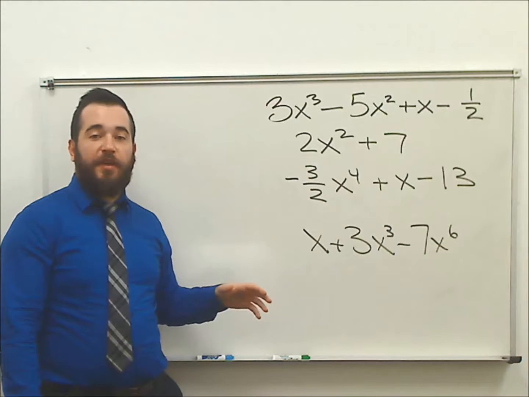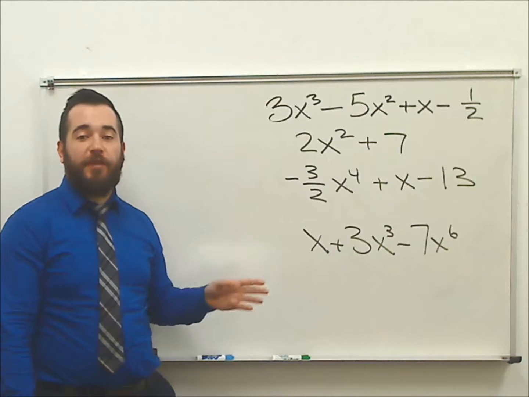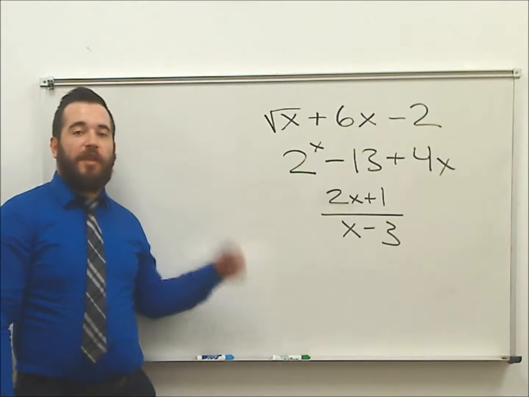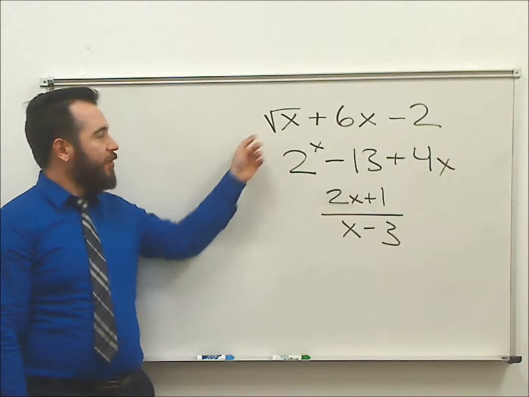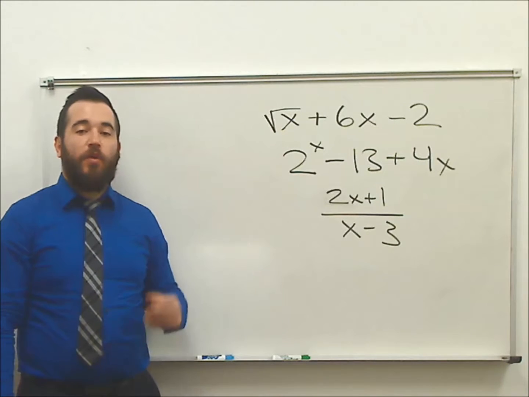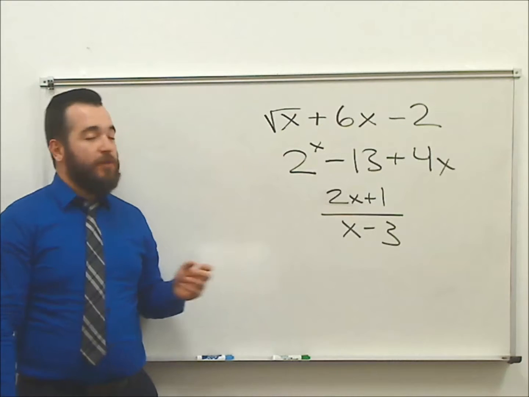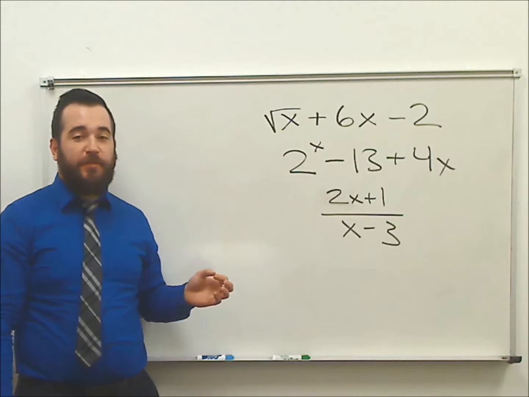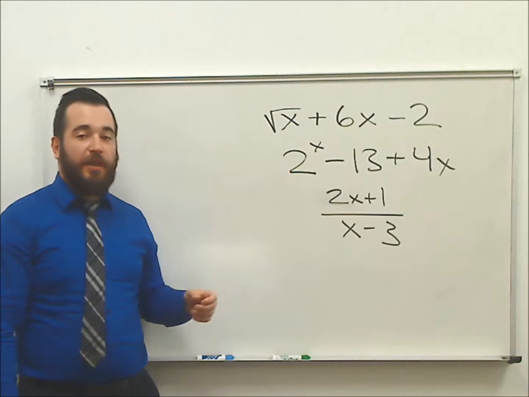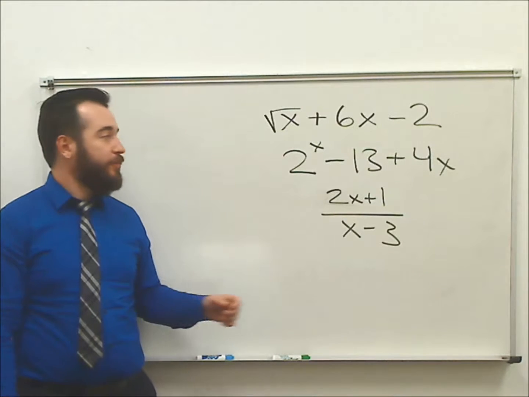Okay, so let's look at some things that aren't polynomials, and then we'll give the definition of a polynomial. All of these three expressions here are not polynomials. In this first one, we have a square root of x. We want to avoid fractional exponents. This next one, we have 2 to the x minus 13 plus 4x. We want to avoid also x being in any exponent spot. That's going to disqualify it from being a polynomial.